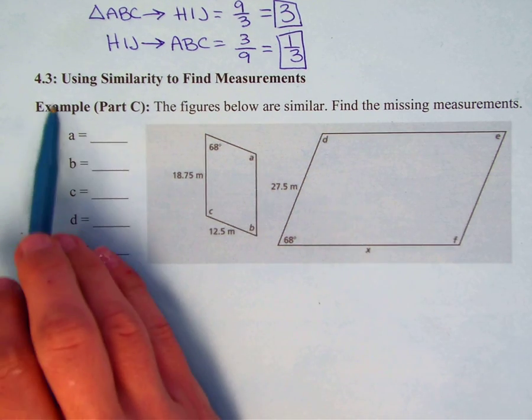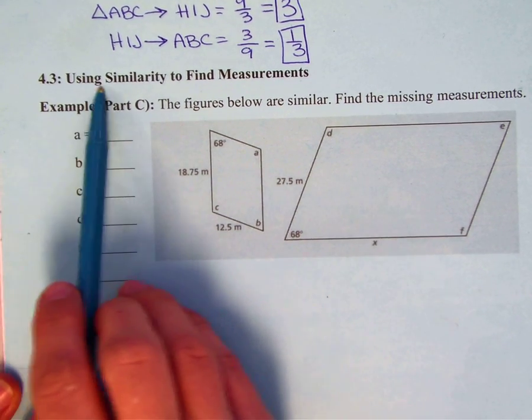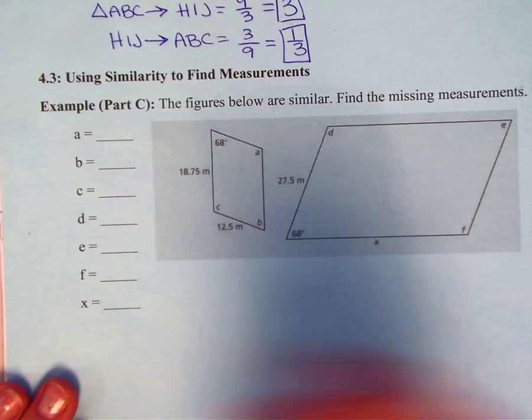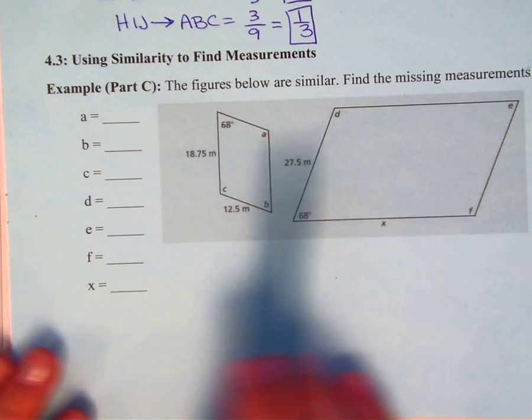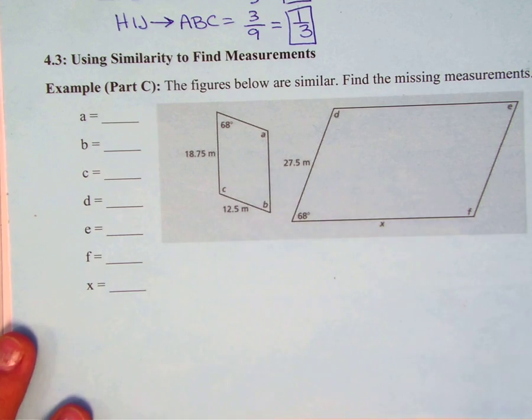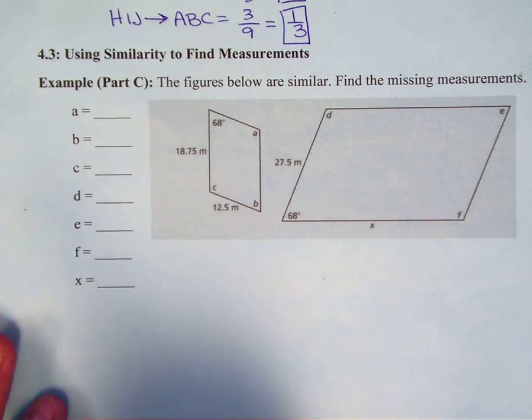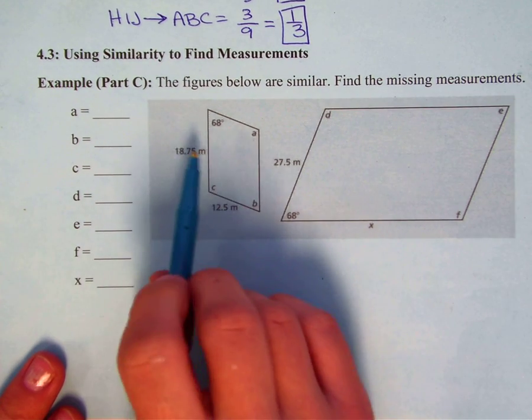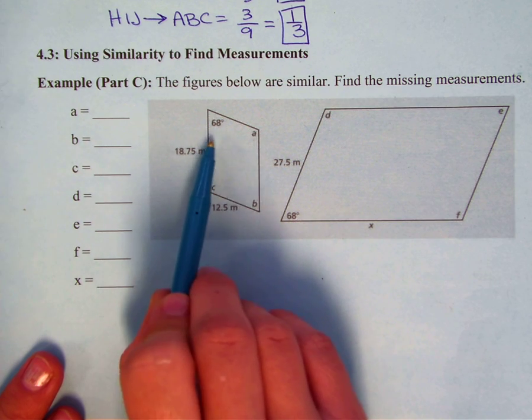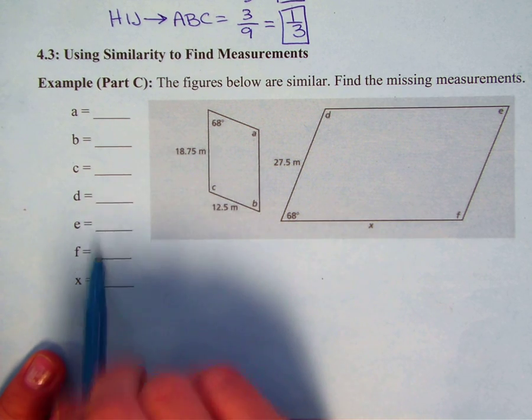All right, class, now you're going to take the notes on section 4.3, using similarity to find measurements. The figures below tell us right away they're similar, and we're going to find some missing measurements here. So we have first A, B, C, D, E, F, all of those.